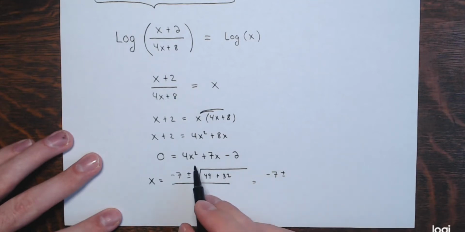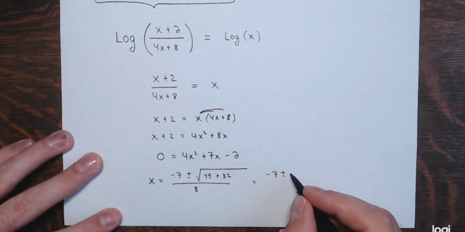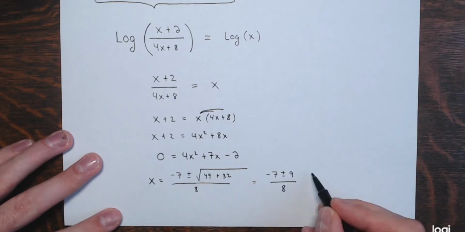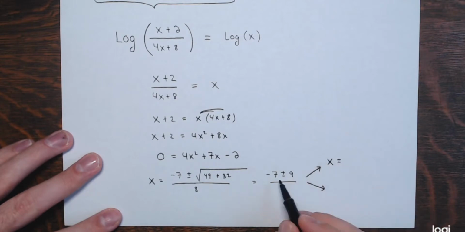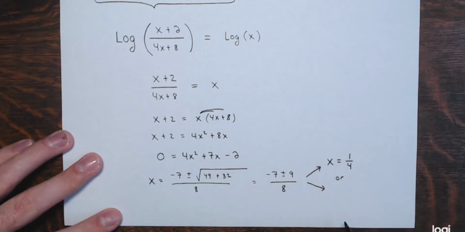That means this was factorable. I should have been able to factor this. I didn't check that. That's 9, right? It's 49 plus 32 is 81. Square root of 81 is 9, and then all this divided by 8. So my two possible solutions are x equals, negative 7 plus 9 divided by 8. That's 2 divided by 8, which is 1/4. Or x equals negative 7 minus 9 is negative 16 divided by 8 is negative 2.